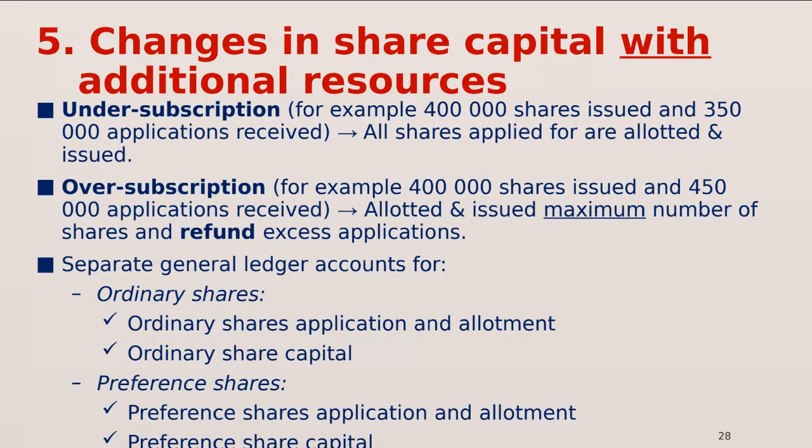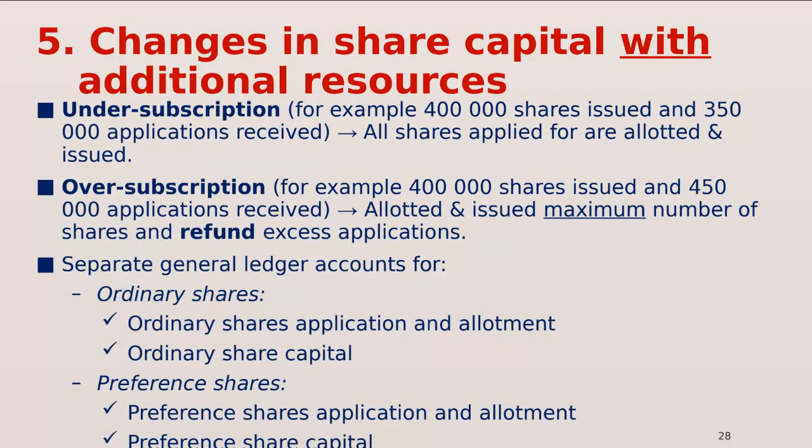You might have a scenario that's called under-subscription, which means you offered 400,000 shares, but only 350 applications were received, and only money for 350 shares was received. In that case, you're going to allot 350 shares to the people that applied and give them the shares. Done. That's under-subscription. The problem is that you're going to be left with 50 shares that you wanted to issue, and for which you wanted to receive money, but you just didn't get any. So that's a problem. But anyway, that's under-subscription.